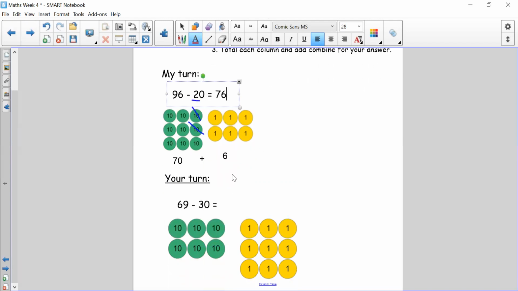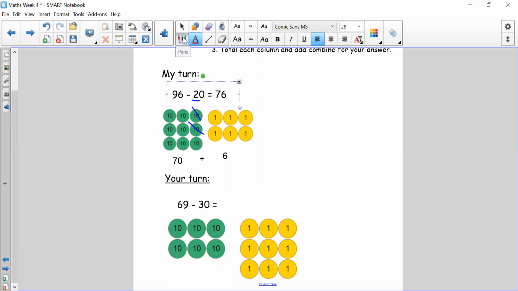Okay, you need to have a go now with 69 take away 30. So 69 take away 30. Make sure you're partitioning your counters into tens and ones. Make sure you're counting your counters to make sure you have 6 tens and 9 ones. And then you're going to take off 30. Okay, pause the video and have a go.